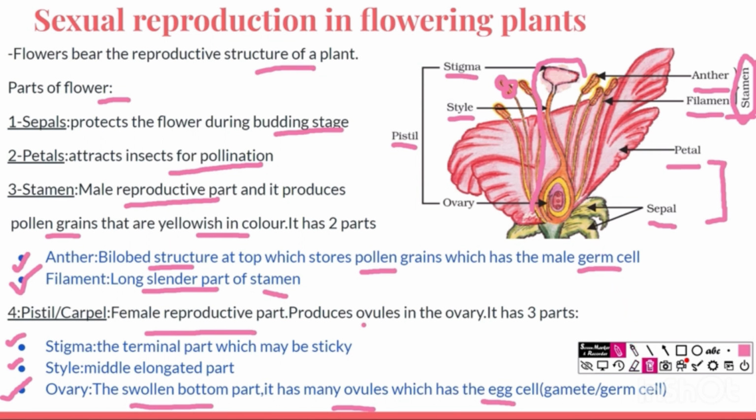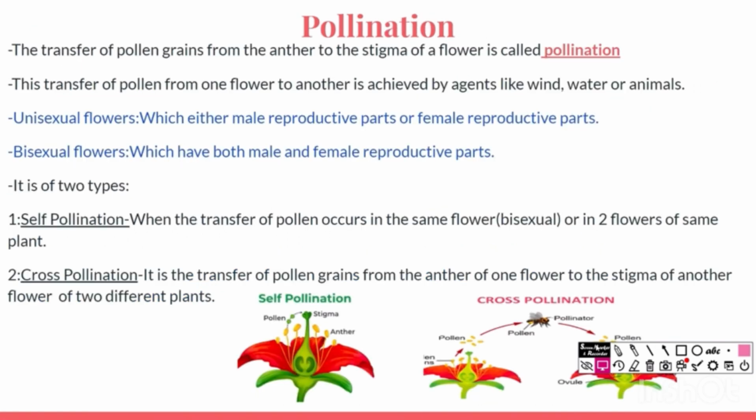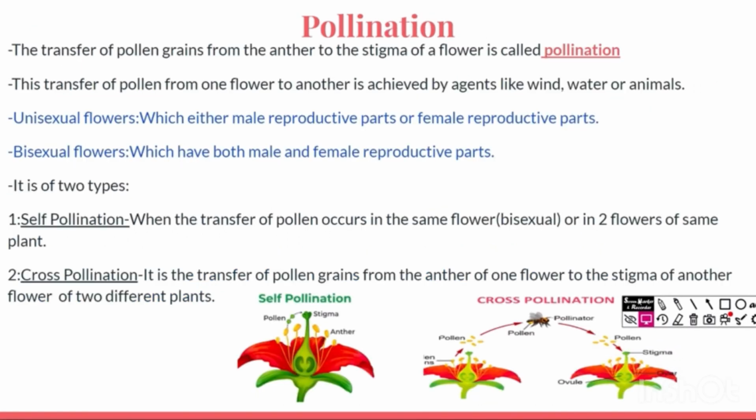Now we will see how these parts combine together to form a zygote. Now what is pollination? You may have heard about pollination before as well. Pollination is simply the transfer of pollen grains from anther to the stigma of a flower. Both the gametes are produced in different parts. The pollen grain has the male gamete, so the male gamete is produced in the stamen. The female gamete is produced inside the ovule in the carpel.